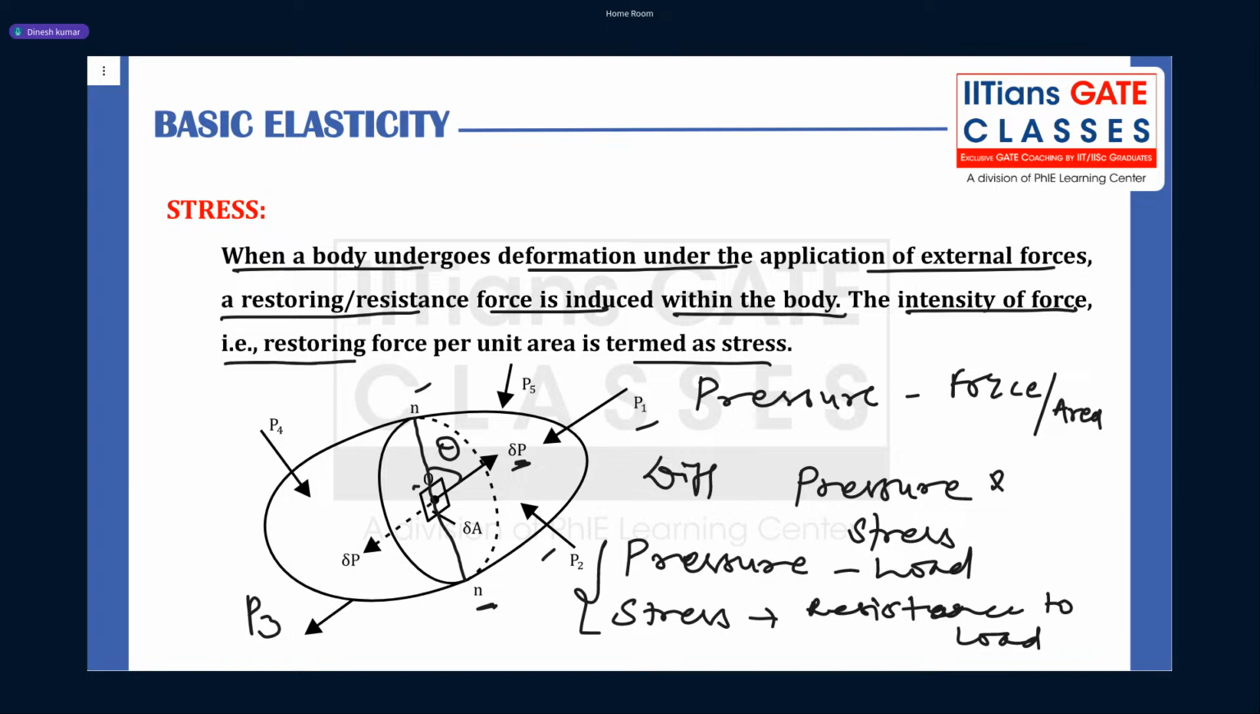Okay, so that means if you change this angle theta, then what will happen? This delta Pn and delta Ps will change. So that means at a point, if you change your reference plane, stresses will change. Clear? Is this point clear, Tarun? Now, that is why stress is a tensorial quantity. Okay, it's not a vector.